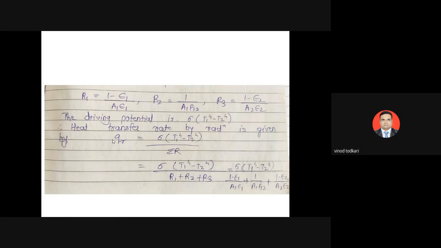So I will write this. QR is equal to sigma into bracket T1 raised to 4 minus T2 raised to 4 divided by R1 plus R2 plus R3. So it will be sigma into bracket T1 raised to 4 minus T2 raised to 4 divided by, what is R1? 1 minus epsilon 1 upon A1 epsilon 1. What is R2? 1 upon A1 F12. And what is R3? 1 minus epsilon 2 upon A2 epsilon 2.